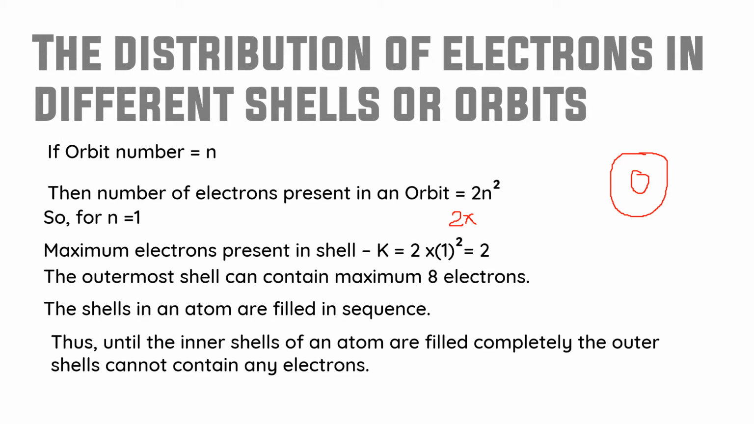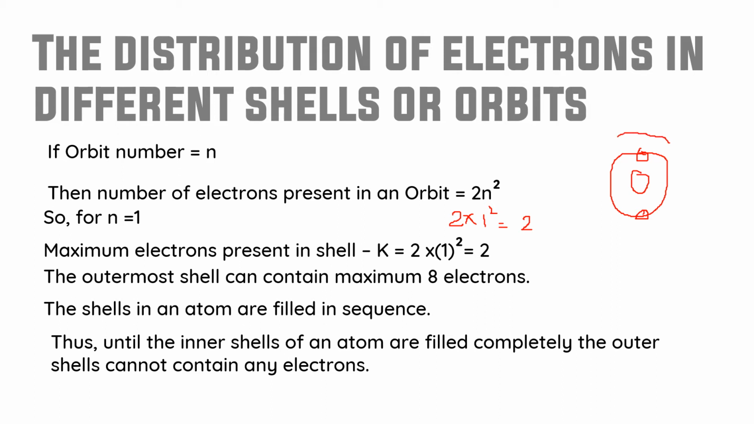For the K shell, or first shell, n is 1. So 1 square is 1, and 2 into 1 is 2. So the maximum capacity of the K shell is 2. I'll just draw 2 electrons here. Children, in the first shell, the K shell, only 2 electrons can be accommodated, maximum. 1, okay, and 2. 3 is not allowed in the first shell.